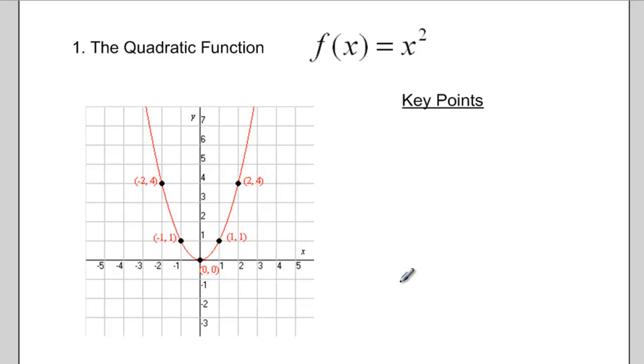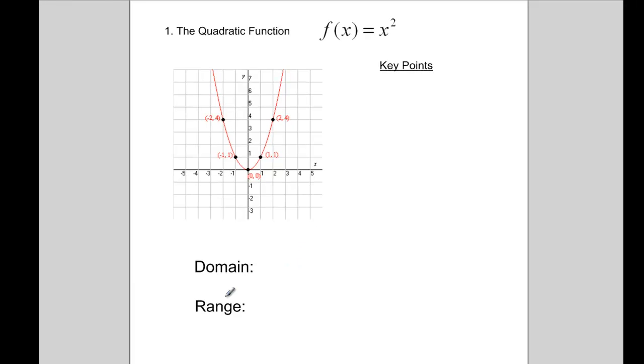The next thing we're going to look at are all of the key points that are associated with this parent function. So for each parent function, there's going to be points that we can use, and if we remember what they are, we'll use those points with the RST chart and find an easy way to graph any reflections, stretches or compressions, or translations. The last thing we're going to look at are what the domain and the range are for each of our parent functions.